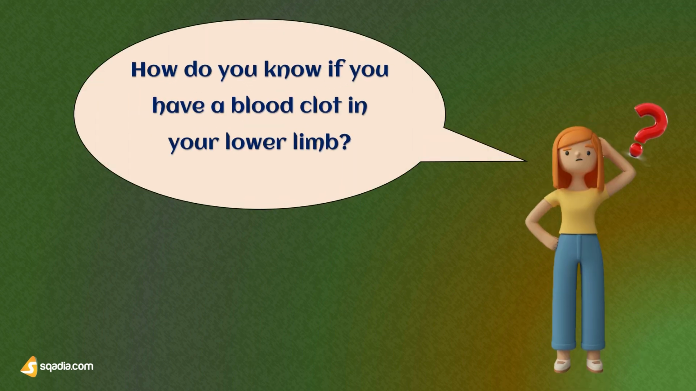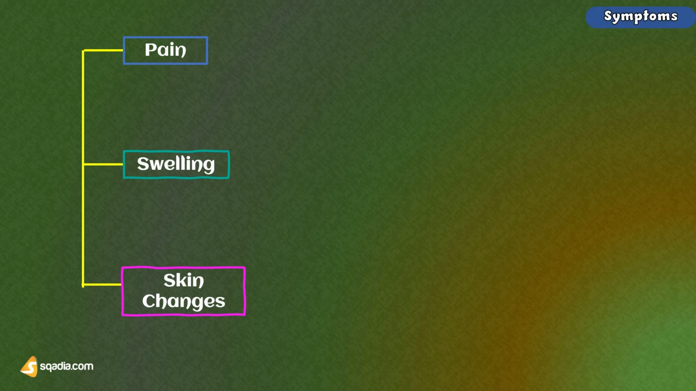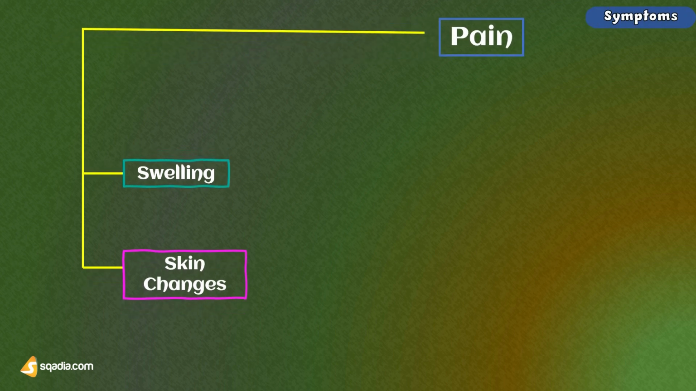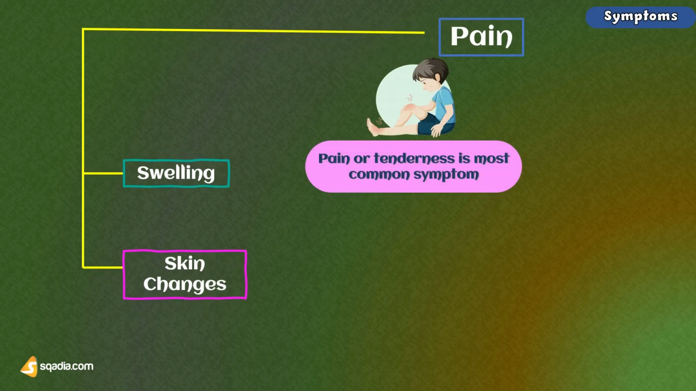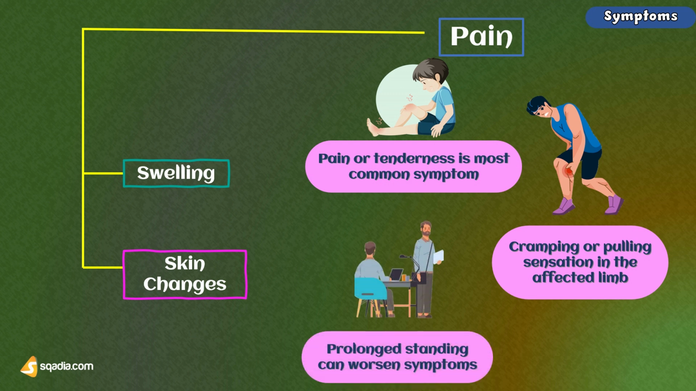So, how do you know if you have a blood clot in your lower limb? There are several telltale signs to watch out for. The 3 cardinal signs of a blood clot are pain, swelling, and skin changes. Pain or tenderness in the affected area is a common symptom of a lower limb blood clot. Patients may experience a cramping or pulling sensation in the affected limb that worsens over time. The pain may become more intense when standing or walking and can be relieved by rest.